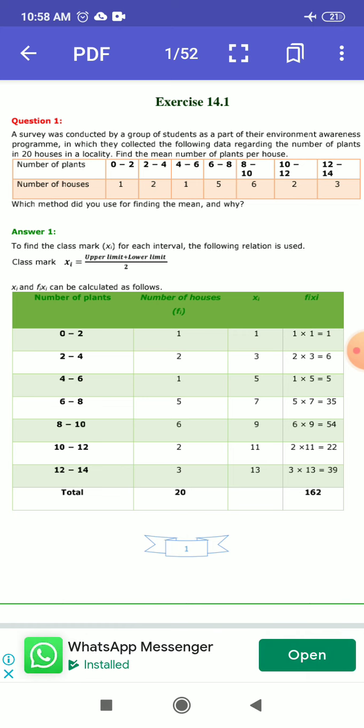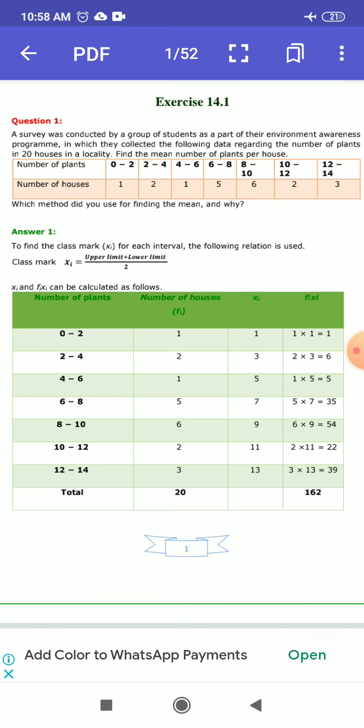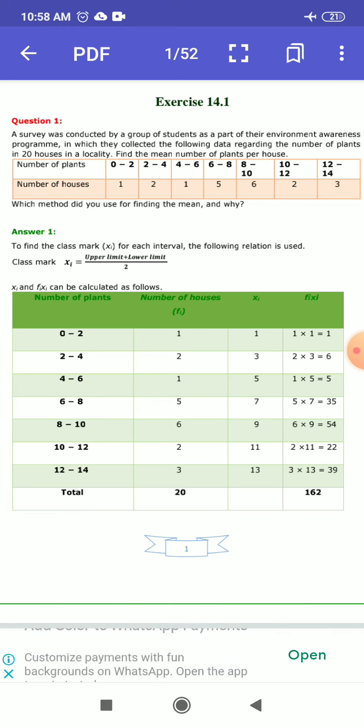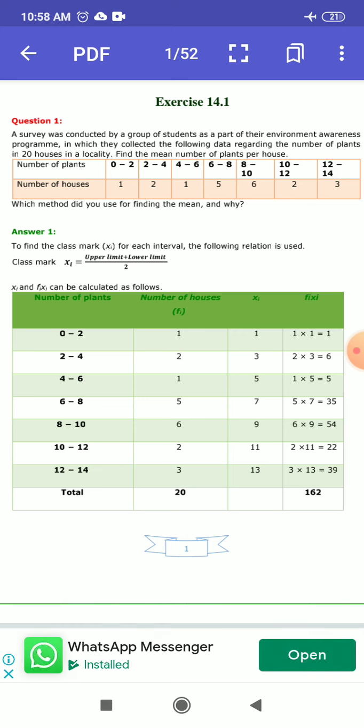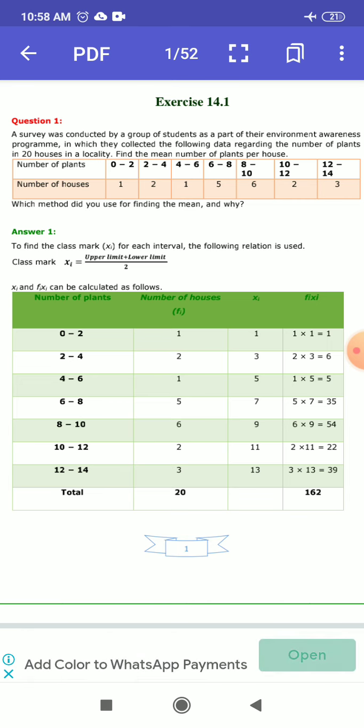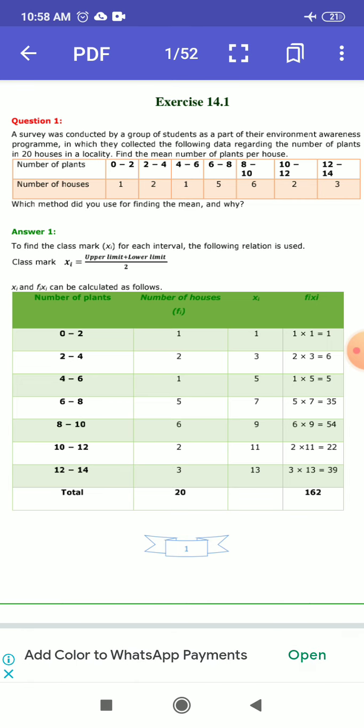You have to open the page where you have to write this formula because this formula we have to write in your class. So take this book in front of this video and then after you have to do this question. So first of all you have to calculate the class mark.